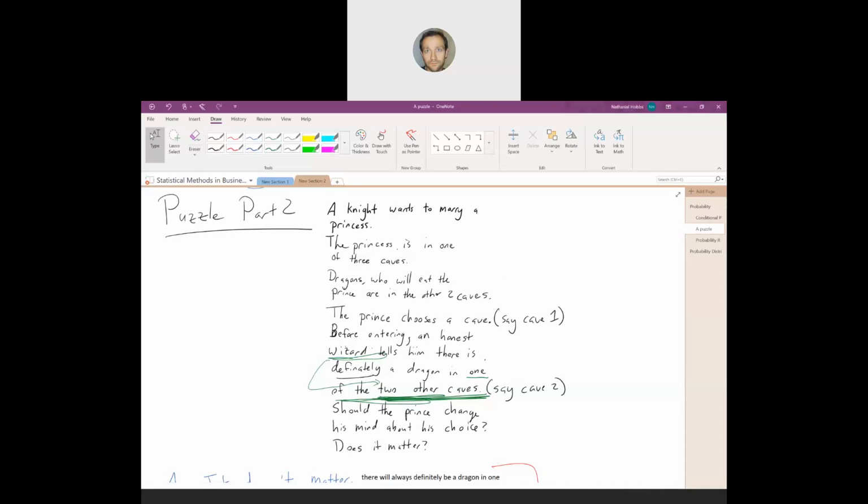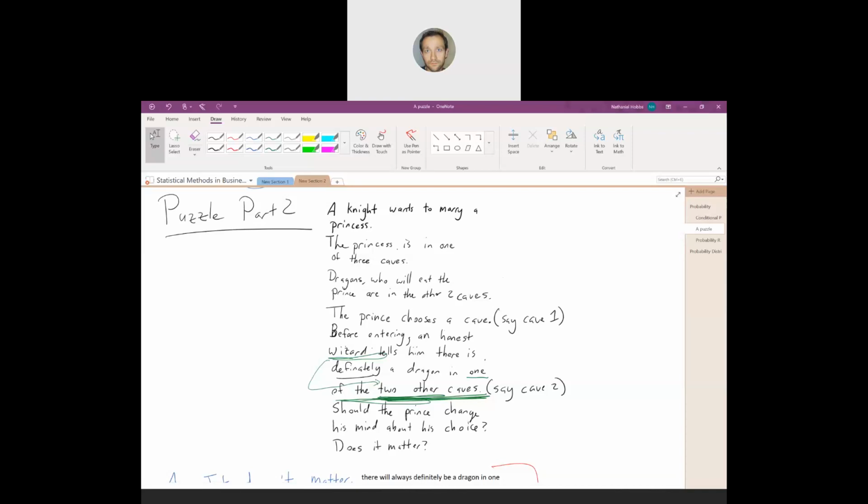We were told that the prince should change caves. He should change his mind about which cave to enter. Right. Why is that the case? Because if I remember correctly, he has a 1/3 chance of picking the right cave, but if he changes his mind, that means he has a 2/3 chance of picking the right cave. Yeah, and why is that? Why is it 1/3 and 2/3? Why isn't it a half and a half?